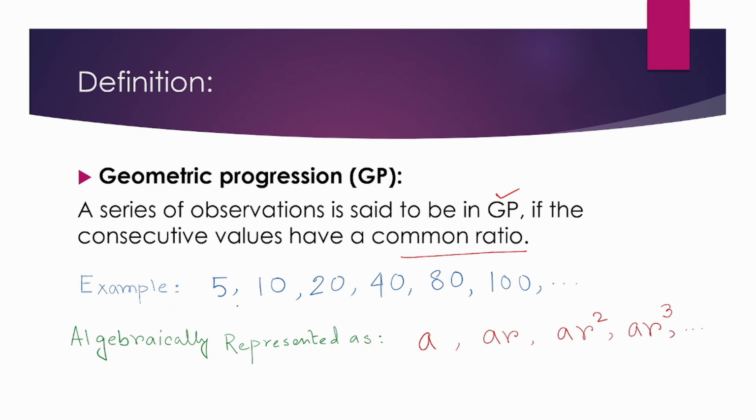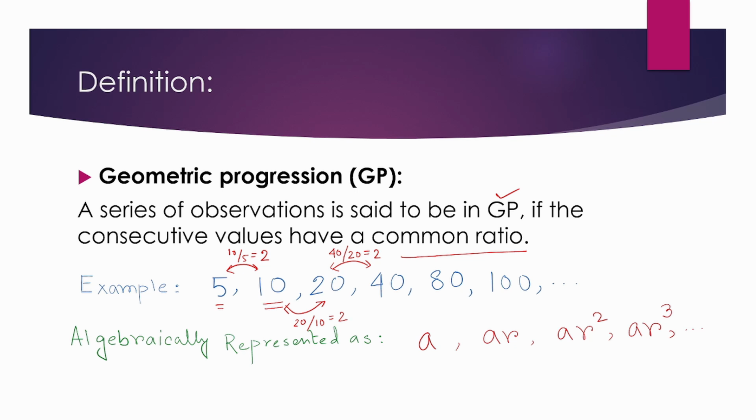You can see from this example that the first term is 5, the second term is 10. So if you just divide 10 by 5, it will give rise to the value 2. Again, if I divide 20, that is the third term, by the second term, we get 2. Similarly, if I divide the fourth term 40 by the third term 20, we will be getting 2. So here 2 is the common ratio. So the common ratio is basically the ratio between two consecutive terms. Okay? So this is how the common ratio is defined.